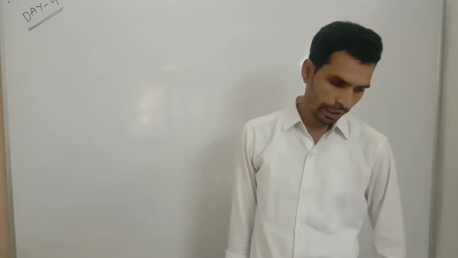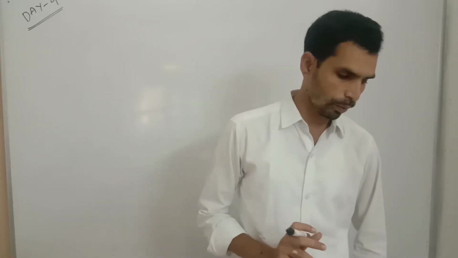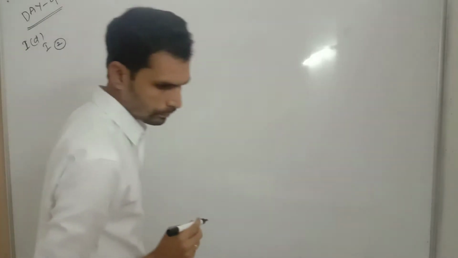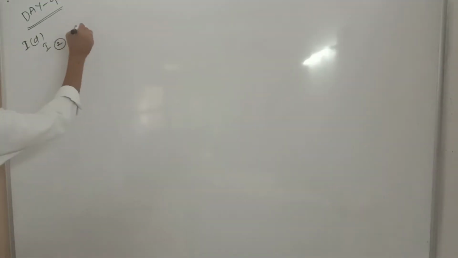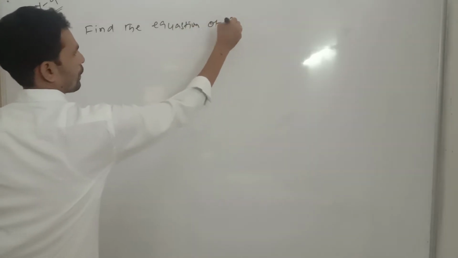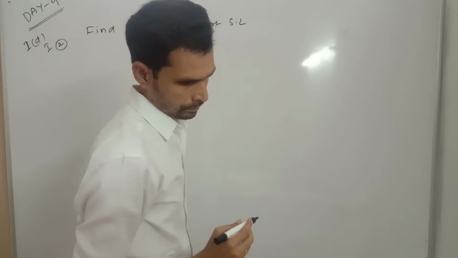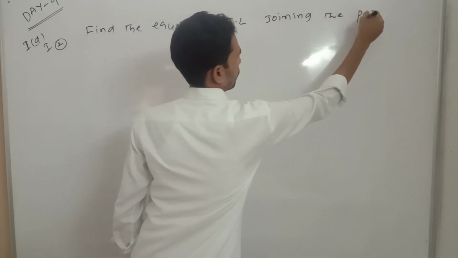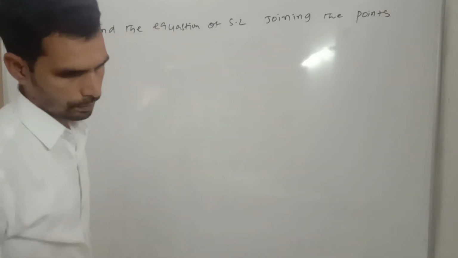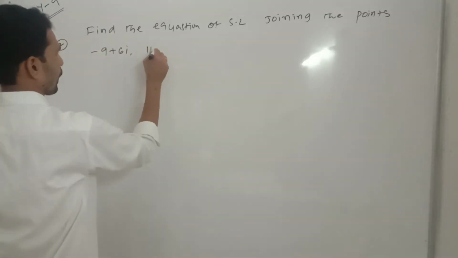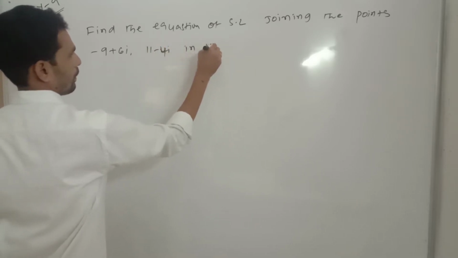Exercise 1D, first bit, second problem. Find the equation of a straight line joining the points minus 9 plus 6i and 11 minus 4i in the plane.